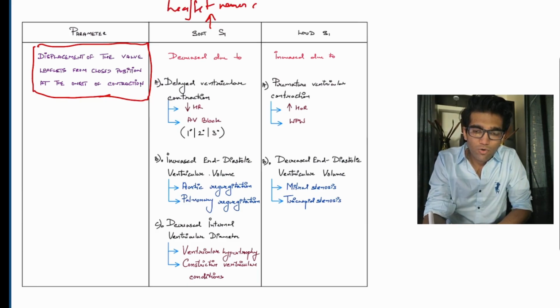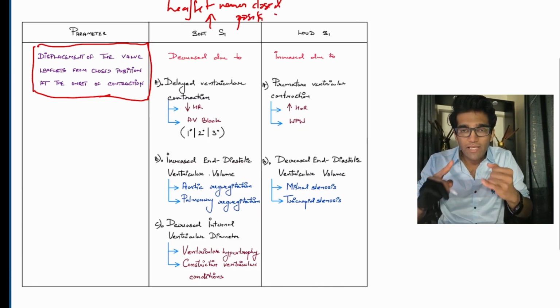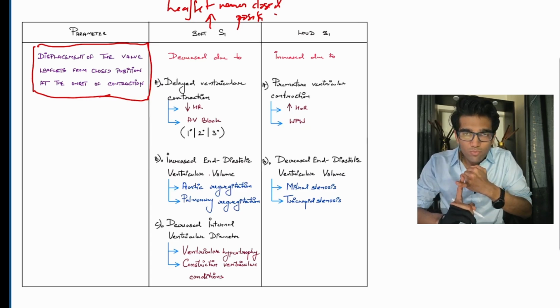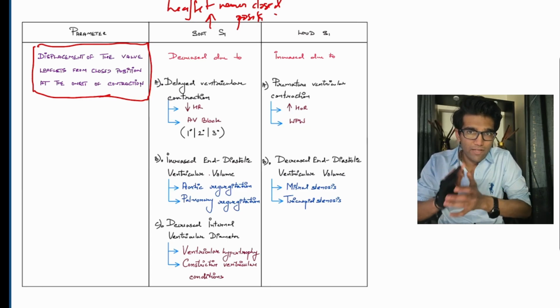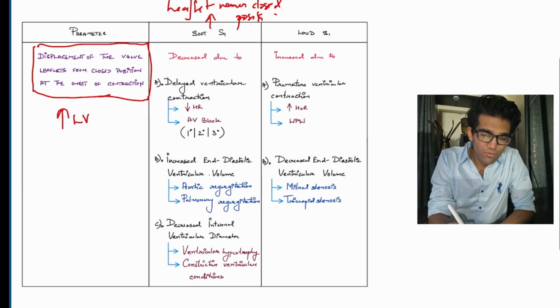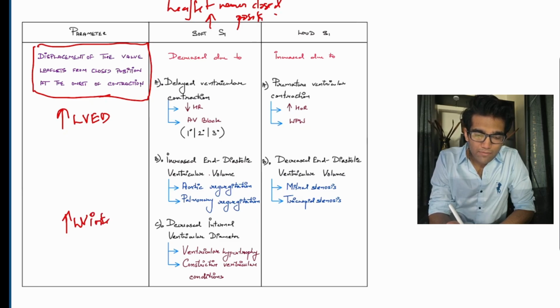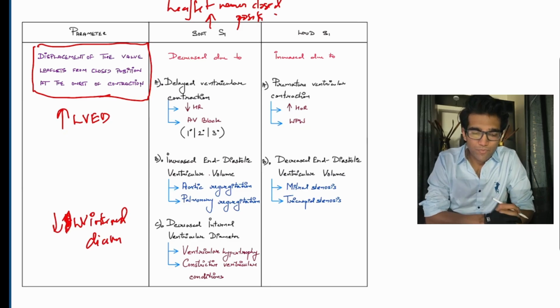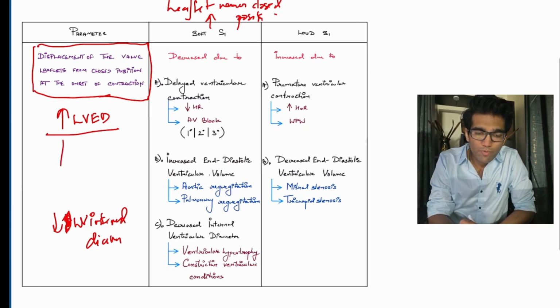So leaflet nearer closed position. Okay, so in that situation, that would mean either the LV end diastolic volume is increased, or the internal diameter of the left ventricle is decreased. Okay, so either the LV end diastolic volume is increased, or there is a decrease in the LV internal diameter. Okay, so as we've discussed in the last slide, the increase in LV end diastolic volume could be because the diastolic period or the time of diastole is increased.